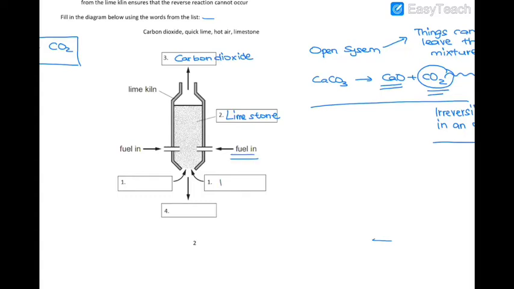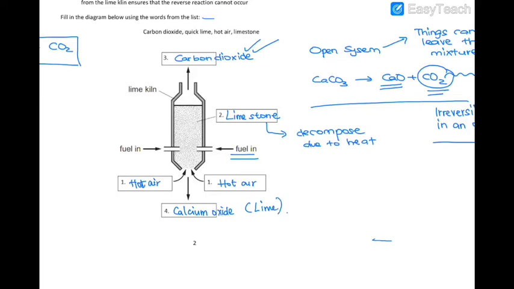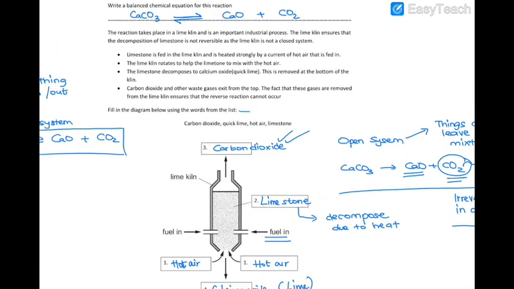So you have fuel in and hot air in. So this is going to give you the temperature, because you need limestone to decompose due to heat. And once the decomposition takes place, carbon dioxide leaves, you have calcium oxide that is going to be produced, and this is our lime. So these are the different steps. You can go through these steps that take place in the lime kiln, which is a very important industrial process that is going to produce lime.